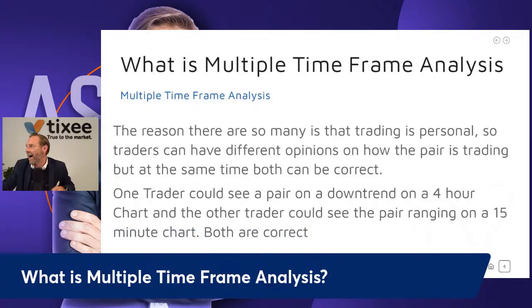So like I say, it does tend to be dependent on their trading style. And this is again what we'll talk about near the end of the video. And here's the thing, because we all have our different trading opinions, one trader could see a pair on a downtrend on a 4-hour chart, and the other trader could see the pair ranging on a 15-minute chart. Both of them could be correct in that time frame. So again, the benefit of using multiple time frames is it can give you a better overall picture.